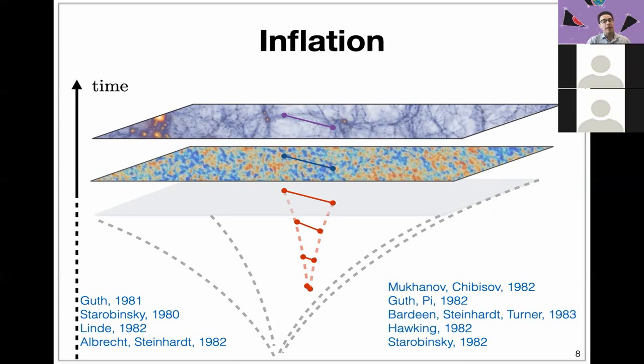Moreover, it gives us a mechanism to source the initial conditions. The initial conditions are really quantum mechanical fluctuations that get stretched to very long distances. So the initial conditions are set at the end of inflation. So the real Big Bang happened even earlier.